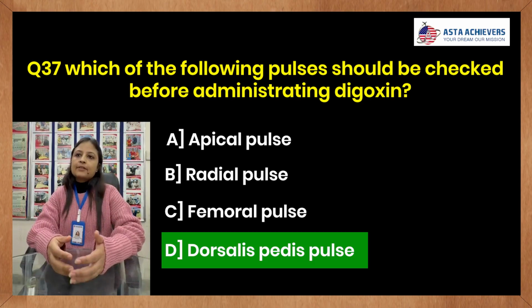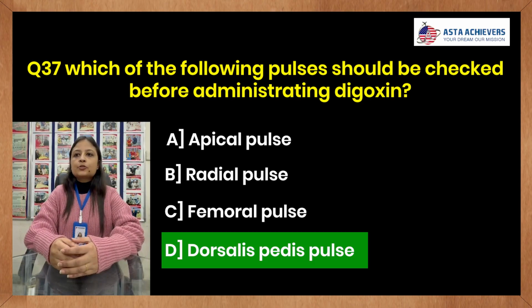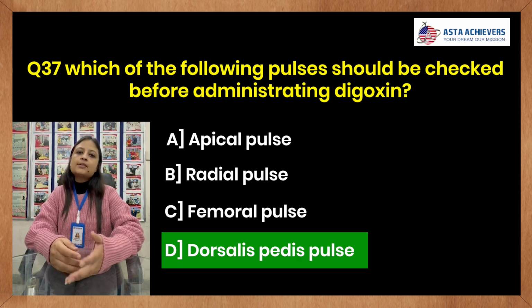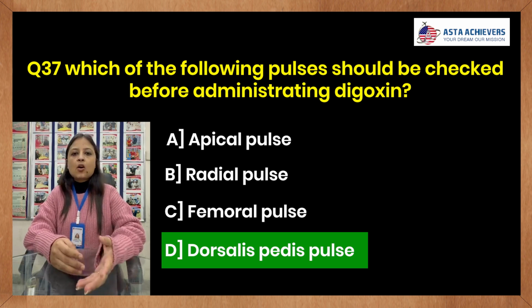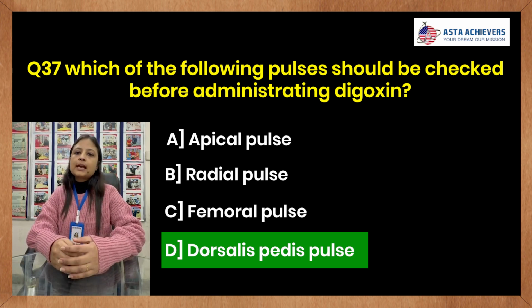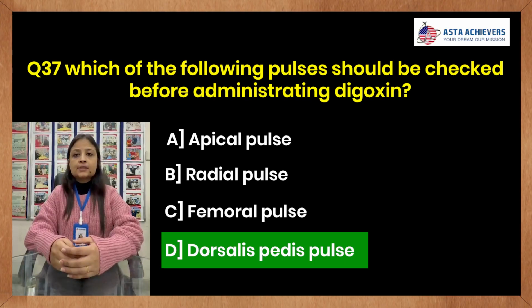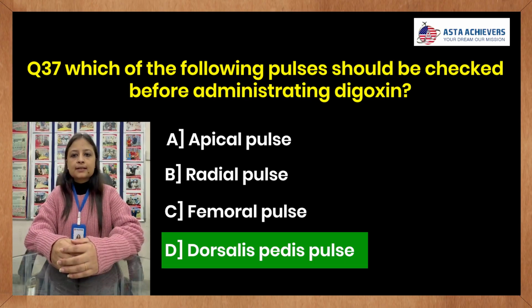Question number 37. Which of the following pulses should be checked before administering digoxin? Option A, apical pulse. Option B, radial pulse. Option C, femoral pulse. And option D, dorsalis pedis pulse. So option A, apical pulse, is the correct answer.